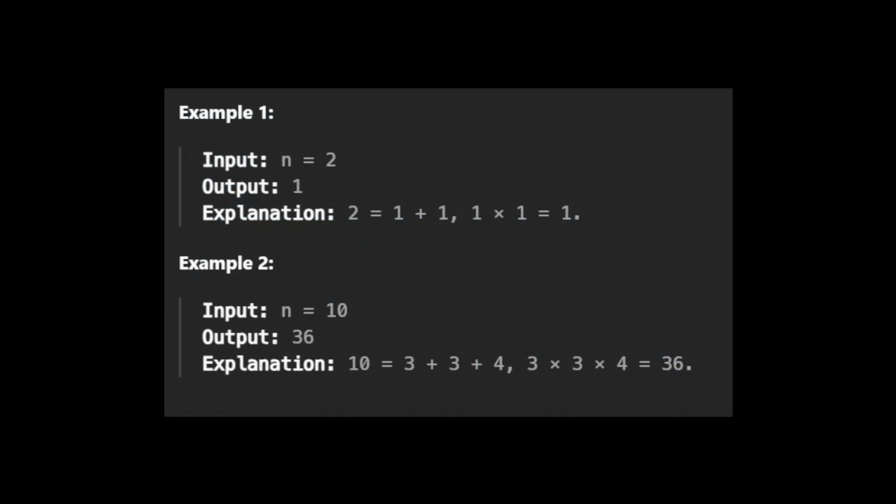In the examples we're given, starting with n equals 2, the maximum of that is 1. As you can see, we're breaking it into two integers, 1 plus 1, and the product of those is 1. In the second example, we have n equals 10, and in this case, our maximum is 36. We can break it into 3 plus 3 plus 4, and then the product of that sum would be 36, as you can see there. So, quite a complex problem.